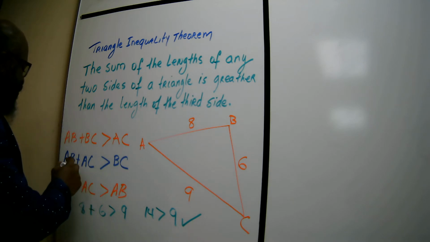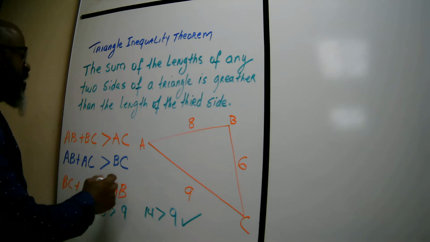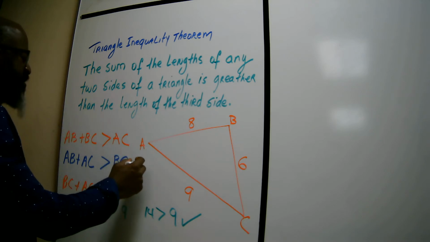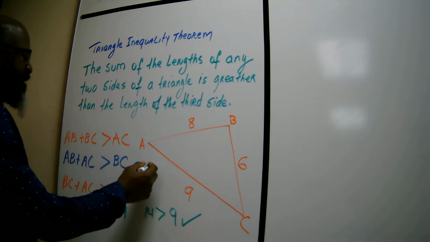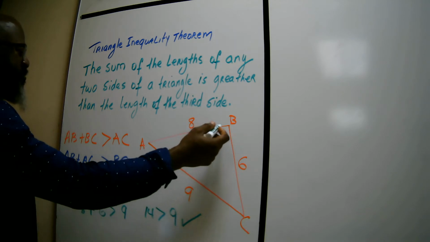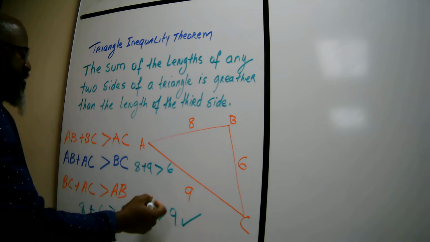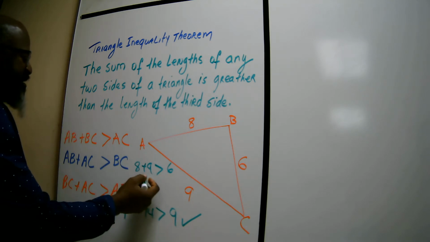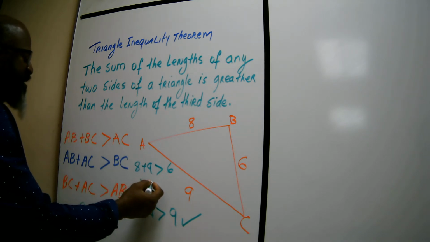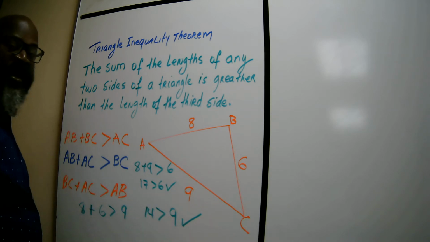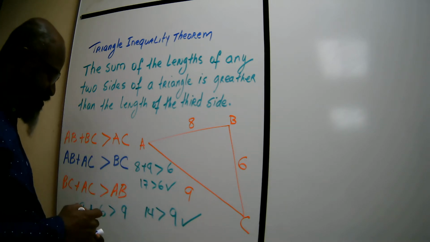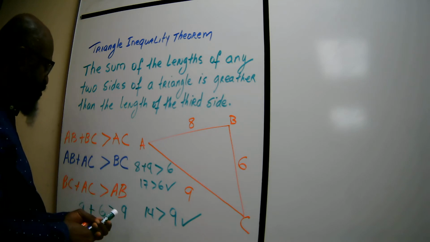Now, you're going to try AB plus AC. AB, which is 8, plus AC, which is 9, must be greater than BC, which is 6. So when you add 8 plus 9, that is 17. As you can see, 17 is greater than 6. That is checked. And you still have to check the third way to see if it works.